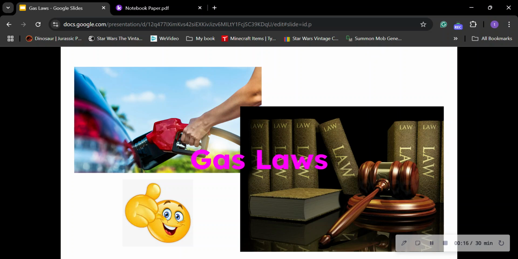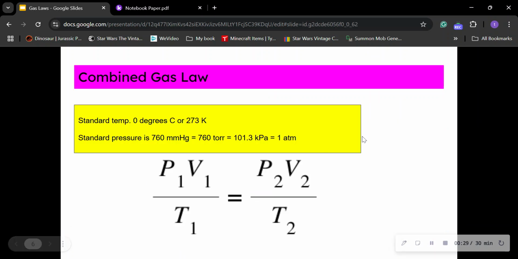In the last video, I think we did Gay-Lussac's law. So now we're moving on, and this is the main formula. So let's just go to that slide. Here we have the formula for combined gas law. It's P1 times V1 over T1 equals P2 times V2 over T2.